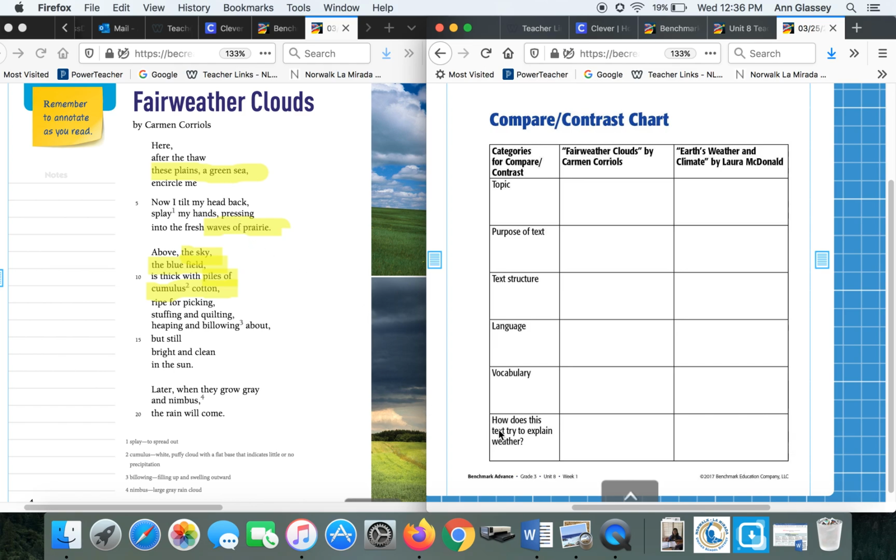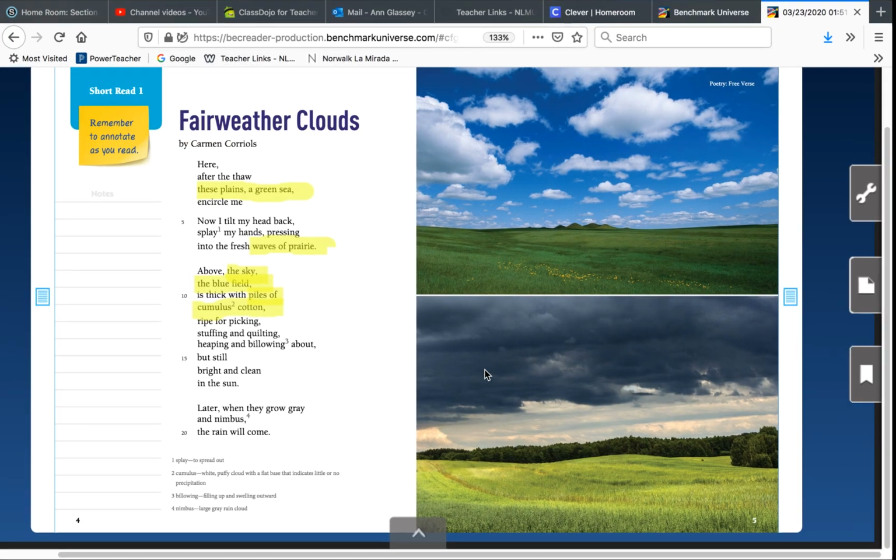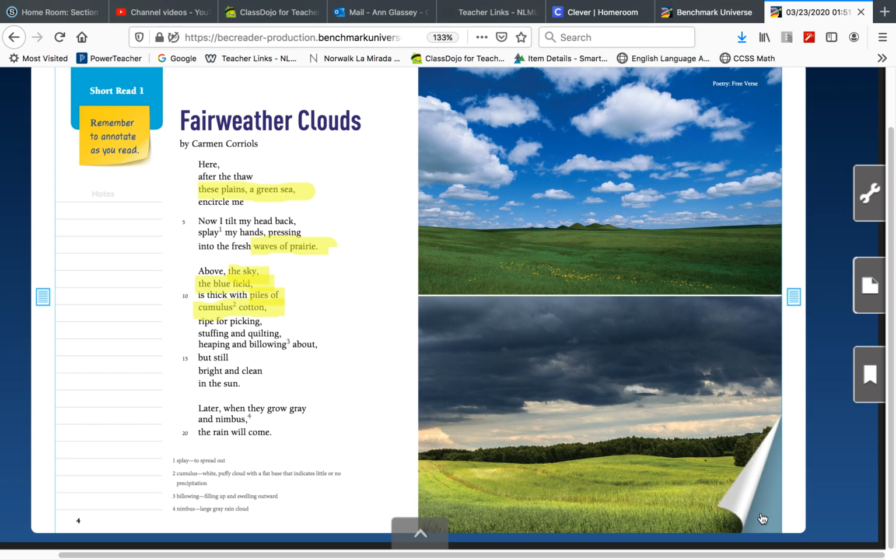And how does this text try to explain weather? By describing clouds and comparing them to science. You can pause this video so that you can do the work on your paper from home. I'm going to turn to the next selection.